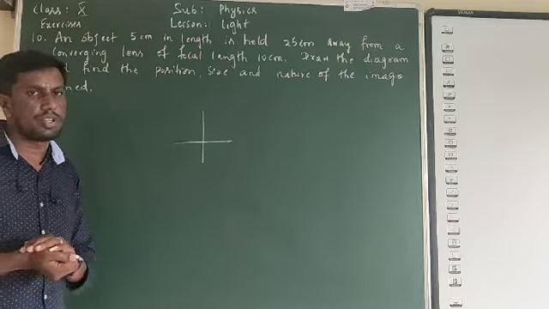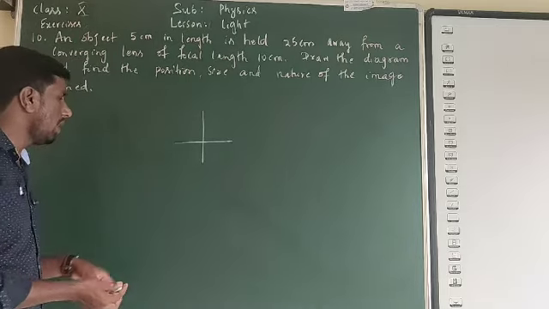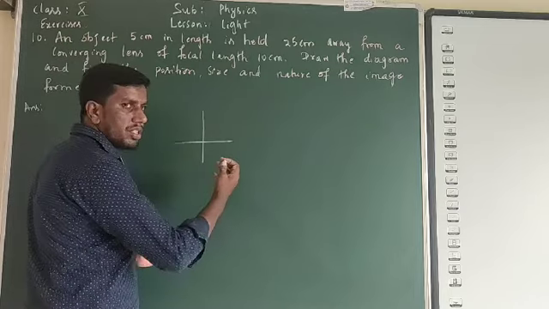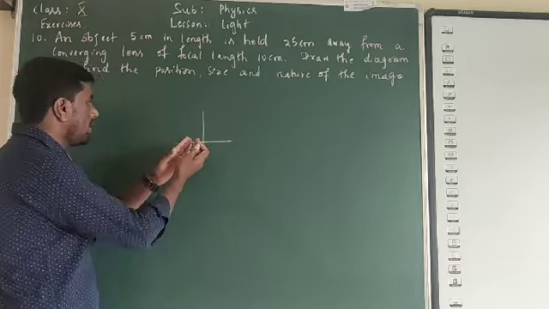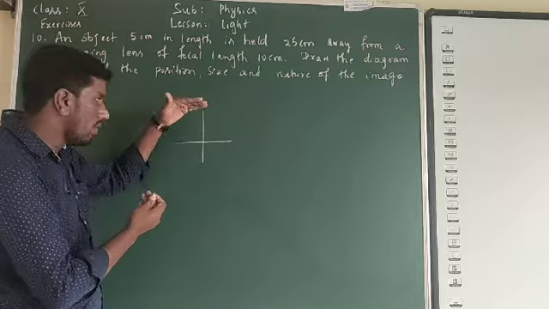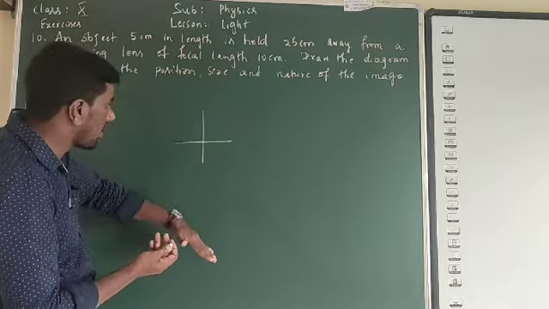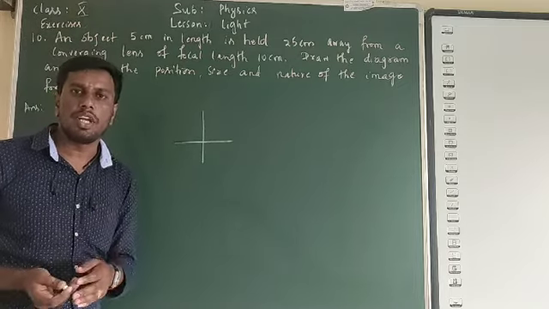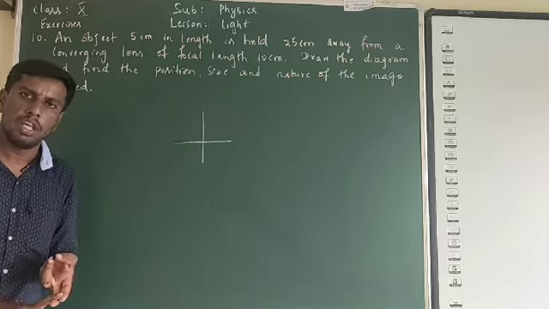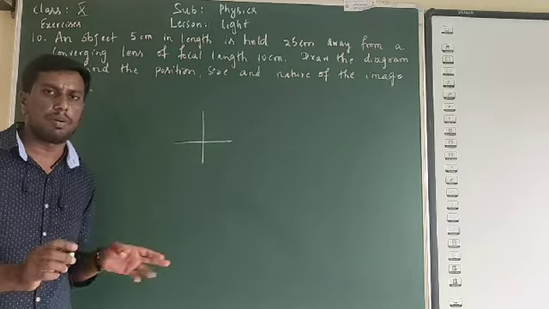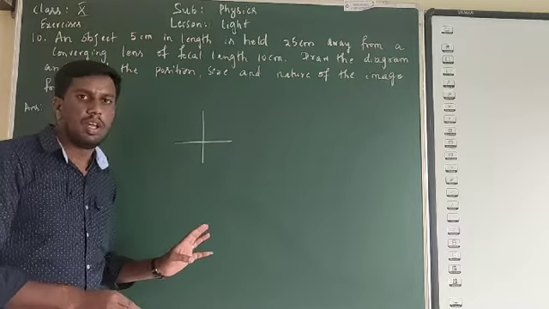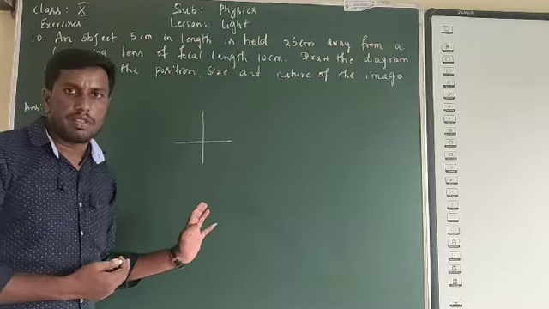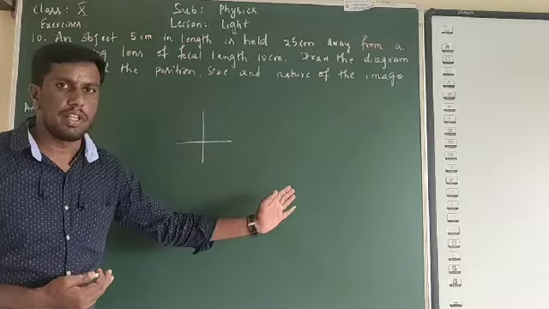According to the Cartesian coordinate system, if it is lying on the positive x-axis, then we take it as positive. If it is lying on the negative x-axis, then it is negative. If it is on the positive y-axis, then positive; on the negative y-axis, it is negative. The sign convention explained is the same for both mirror as well as lens, but it will change depending on the lens.